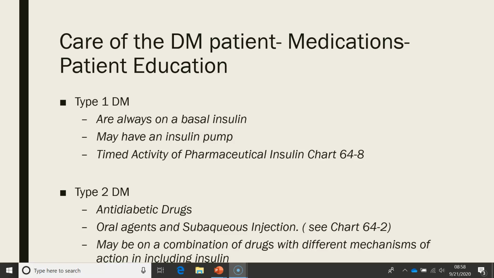But the main thing I want you to know with type 1 diabetes is that they are always on a basal insulin. And remember that our type 2 diabetic is a lot of times on anti-diabetic medications. They can be on different oral agents and subcutaneous injections because sometimes it requires a combination of drugs with different mechanisms in order to control their blood sugar.